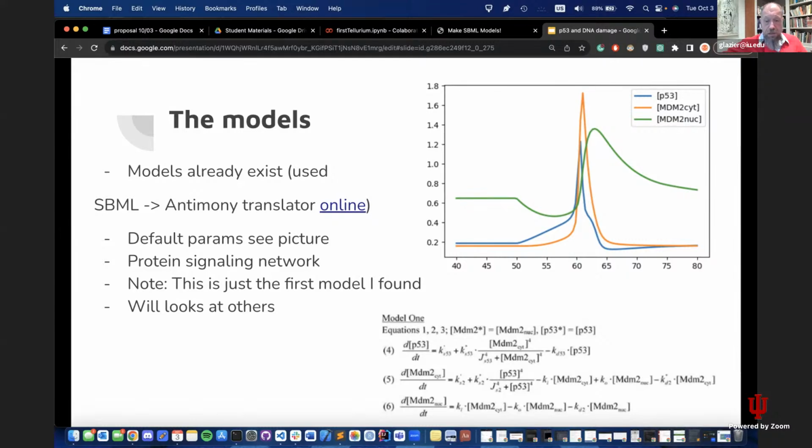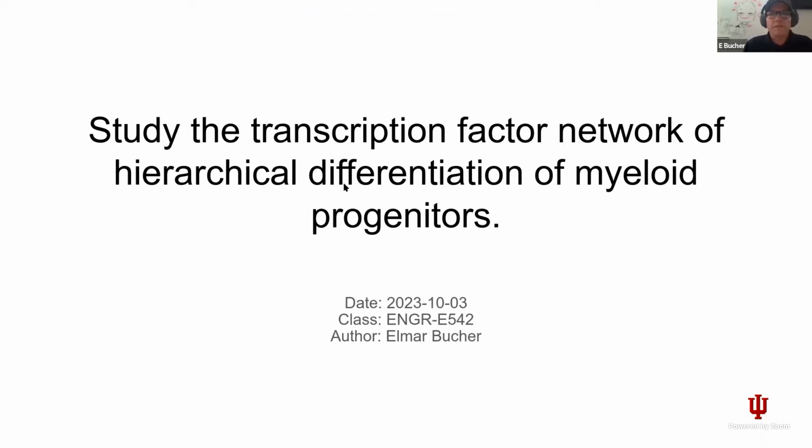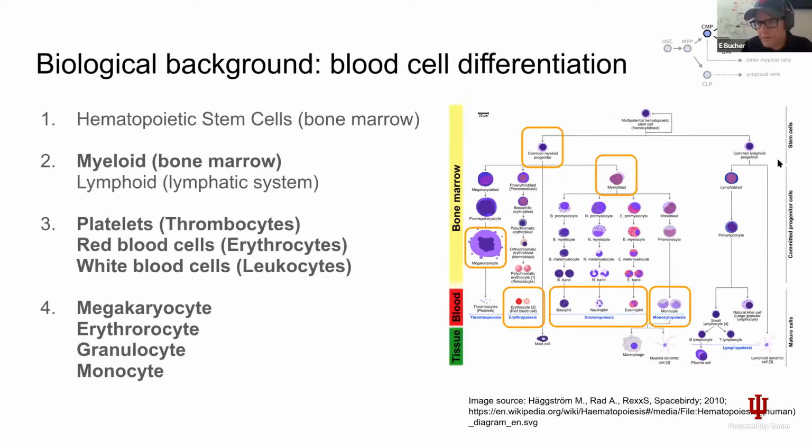Okay. So I think this is a great educational model, and one can do a lot with it. It's about studying the transcription factor network of hierarchical differentiation of myeloid progenitor cells. And so first, the biological background. This is about blood cell differentiation in general.